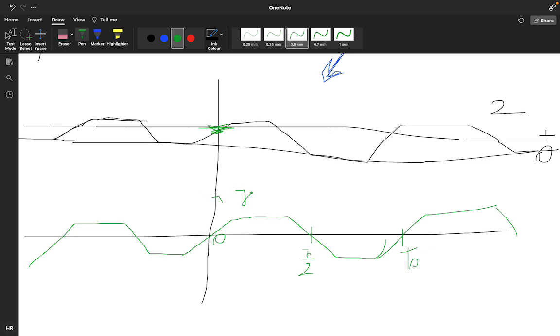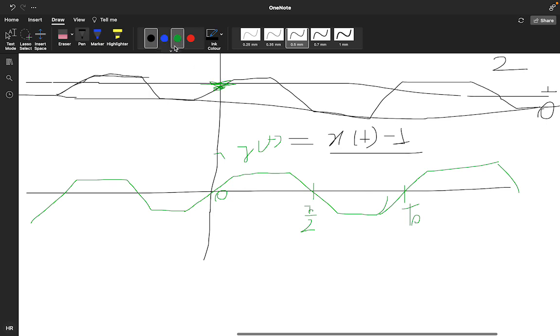Okay, so this particular signal is y of t. We did this y of t signal, and y of t signal is nothing but x of t minus 1. So this is my y of t, and how does the y of t signal look? See how it looks.